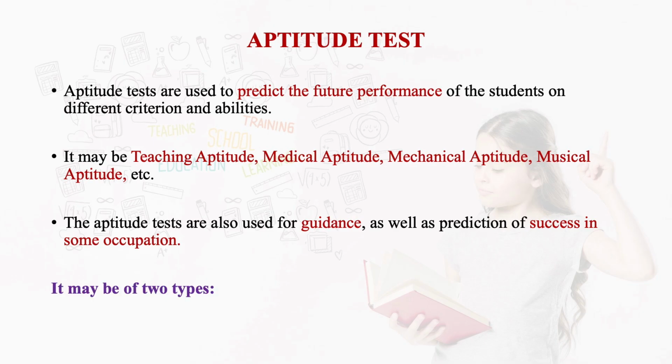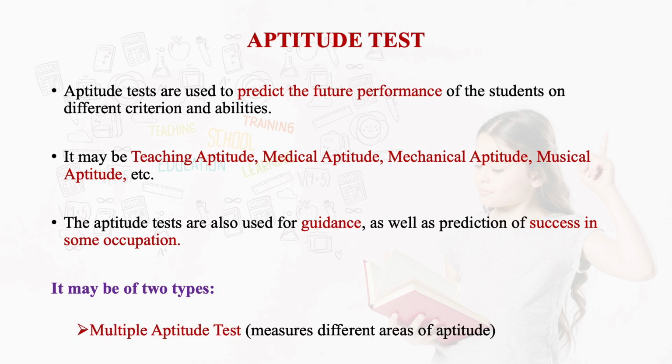Then further, there may be two types of aptitude test. One is called the multiple aptitude test and the other is called the special aptitude test. So friends, the multiple aptitude test measures different areas of aptitude. Here you have to measure different aspects of aptitude. It may be in teaching, it may be in mechanical, it may be in creativity. So different questions from different aptitude aspects will be included in a test. That's called a multiple aptitude test.